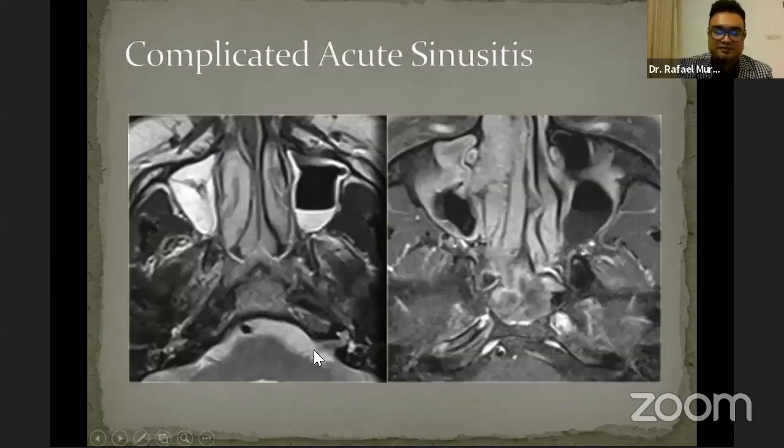So next slide, please. This is a complicated acute sinusitis that we can see on the T2 weighted image. We can see fluid inside the left maxillary antrum, and in the right maxillary antrum we can see mucosal thickening. With contrast enhancement, the fluid lesions didn't take any contrast, but the solid portions or mucosal thickening might take the contrast in the T1 weighted contrast enhanced images.